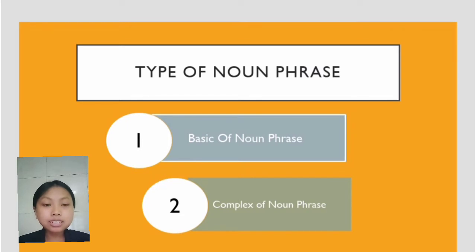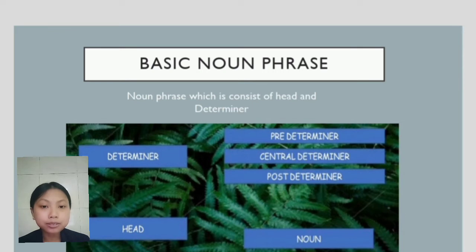For the first one here, I will give an explanation about basic noun phrase, which consists of head and determiner. Determiner here is a word, clause, or affix that goes together with a noun or noun phrase that generally serves to express the reference in a sentence in a context. And here the basic noun phrase consists of determiner and head. The determiner consists of three parts: predeterminer, central determiner, and post determiner. And then the head consists of a noun.